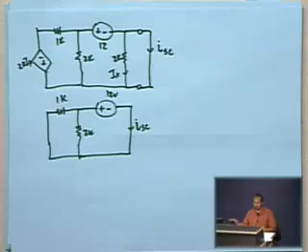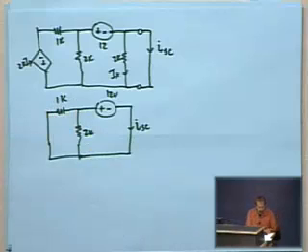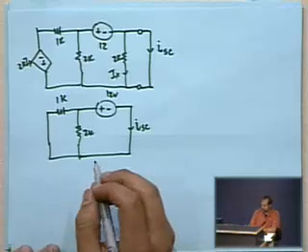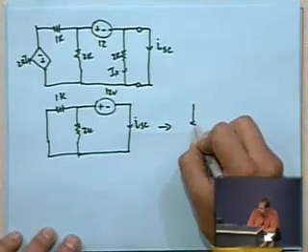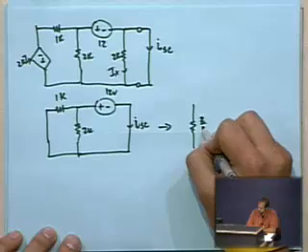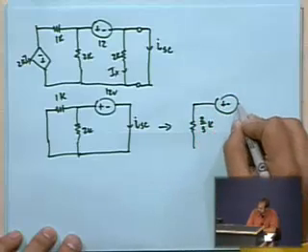So to find out what that current is, let's combine the 1K and the 2K resistors in parallel. 1 over 1 plus 1 over 2. Flip that. We get a lovely 2/3 K resistor and a 12 volt source.